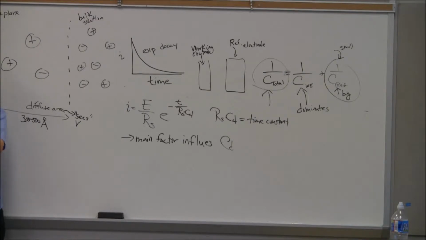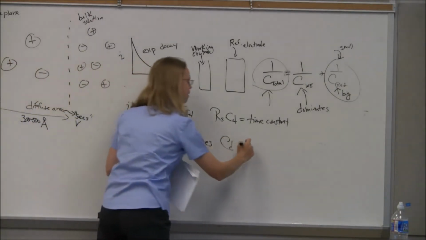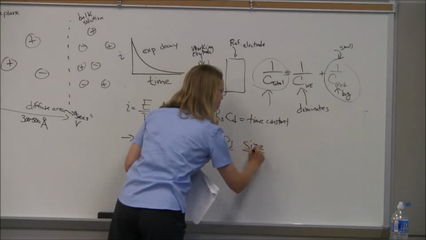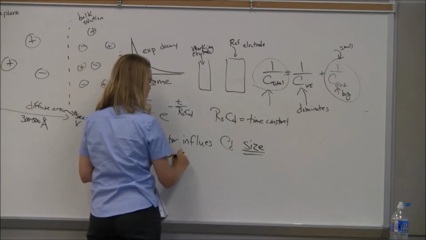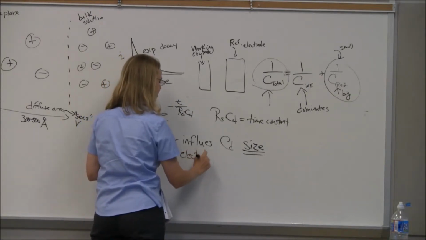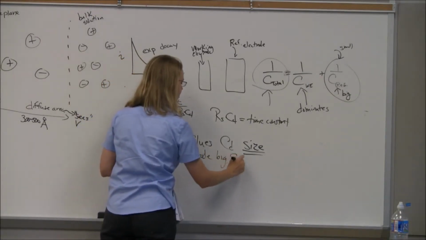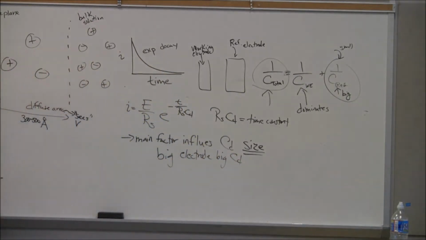I give you electrode 1 and electrode 2. They're both carbon fiber electrodes. Which one's going to have the bigger capacitance? The bigger one. Size. It's all about area. And again, this comes from the capacitor equation. The bigger the plate, the more charge you can store. So the main factor that influences is absolutely size, right? So it scales. The bigger your electrode, the bigger your double layer capacitance.